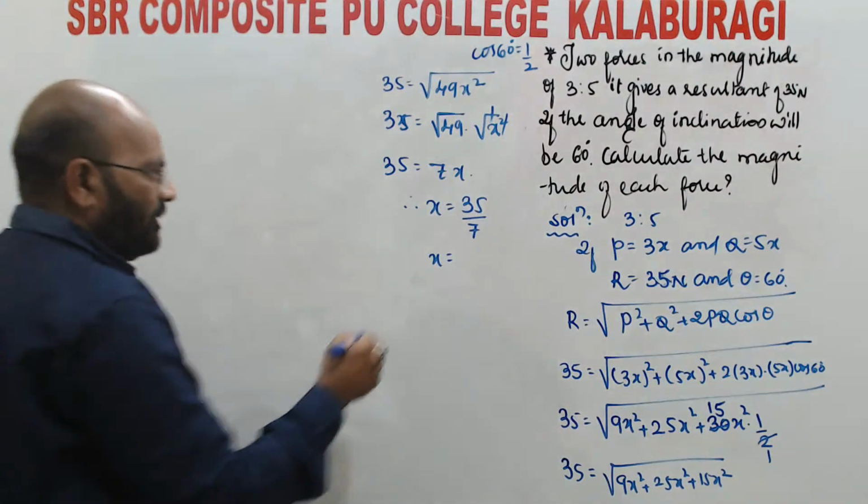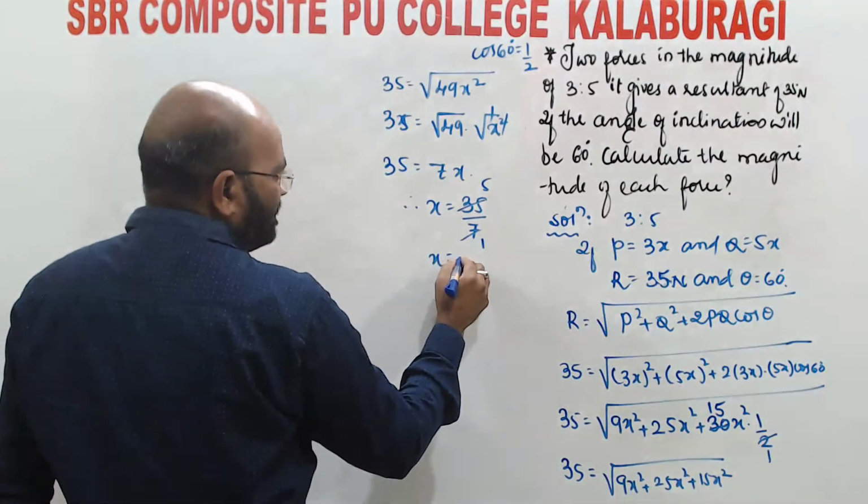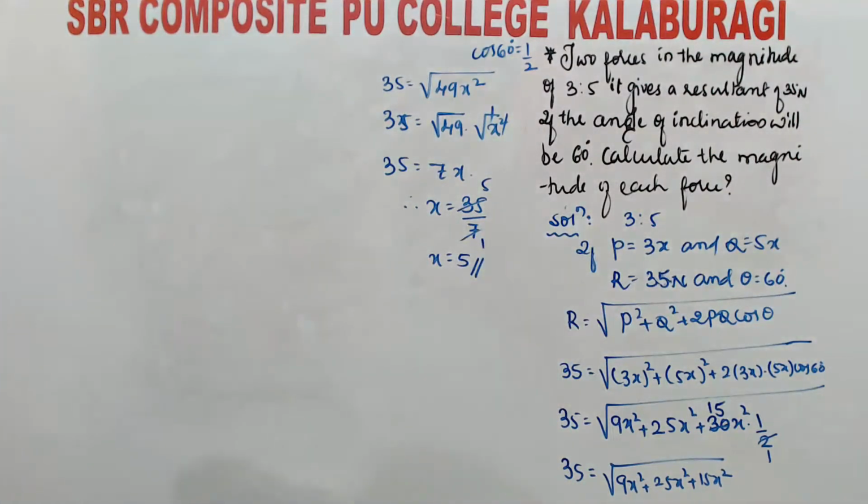7 fives are 35. So therefore x equals 5. That is the value we get: x equals 5.